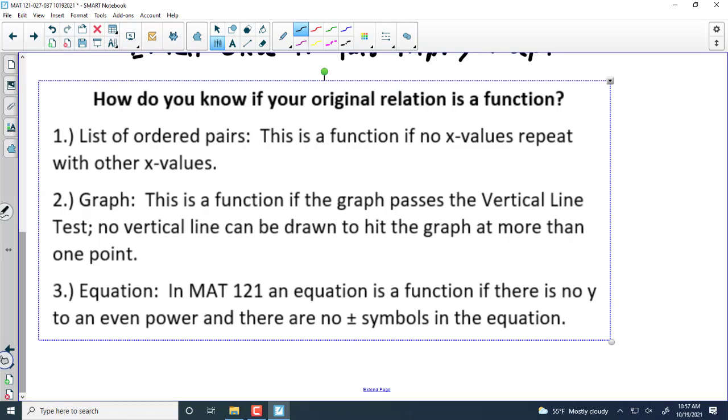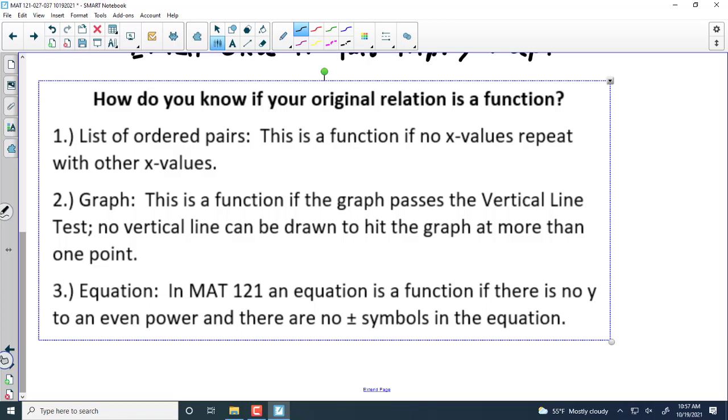Yeah. So, would it be safe to say if you see any repeat? Let me show you this. Little reminder here first. How do you know if your original relation is a function? If it's a list of ordered pairs, this is a function if no x values repeat with other x values. This is old news, everyone. I'm not saying it's something you all have memorized. It's old news, though, so this is something we've heard before. I just want you to have it in your notes again.